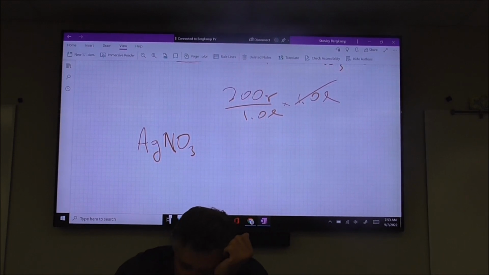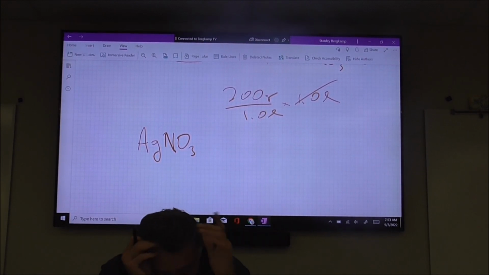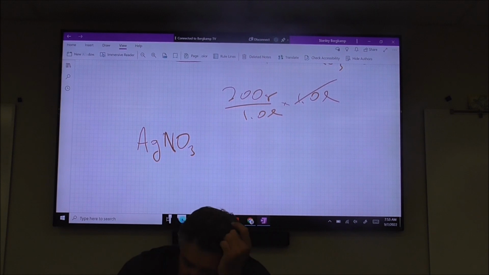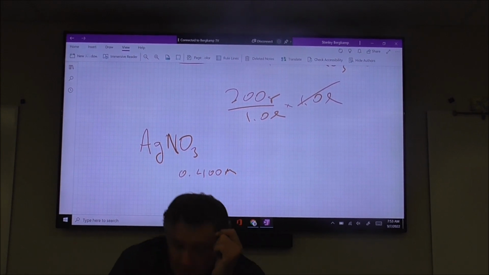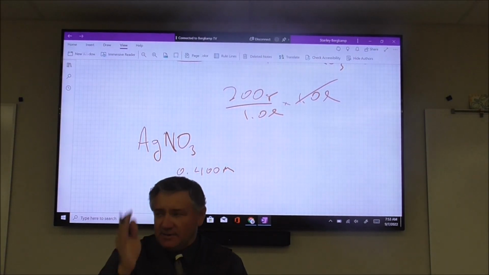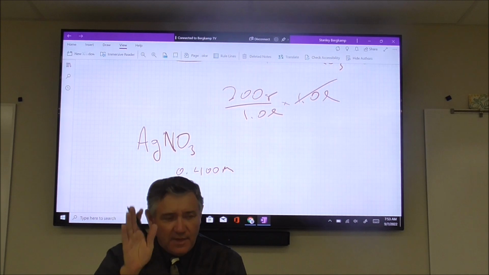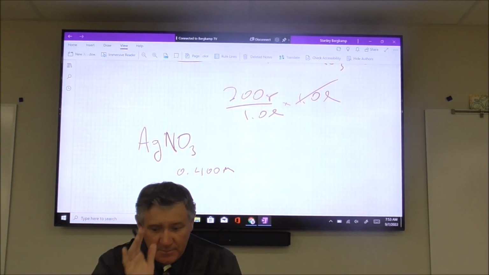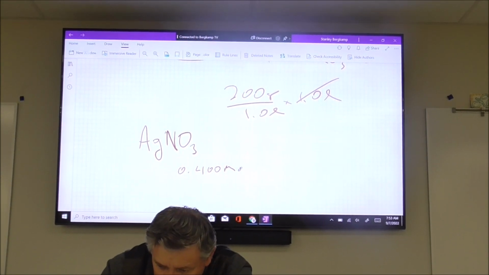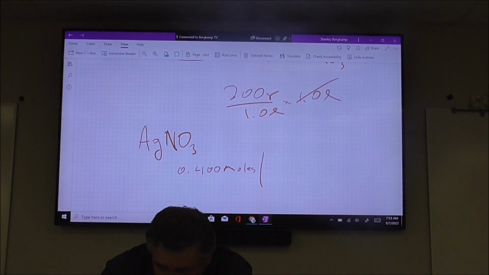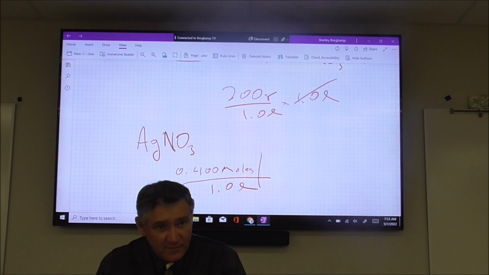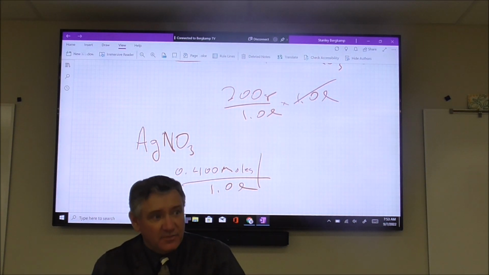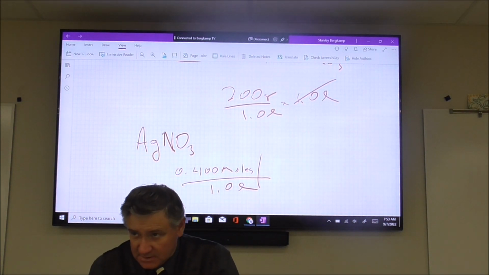So, on silver nitrate, and again, here's what you have to visualize. You want a 0.4 molar solution of silver nitrate. And again, go back to this idea. That 0.4 molar means that's 0.4 moles per 1 liter, okay? That's what that number means.